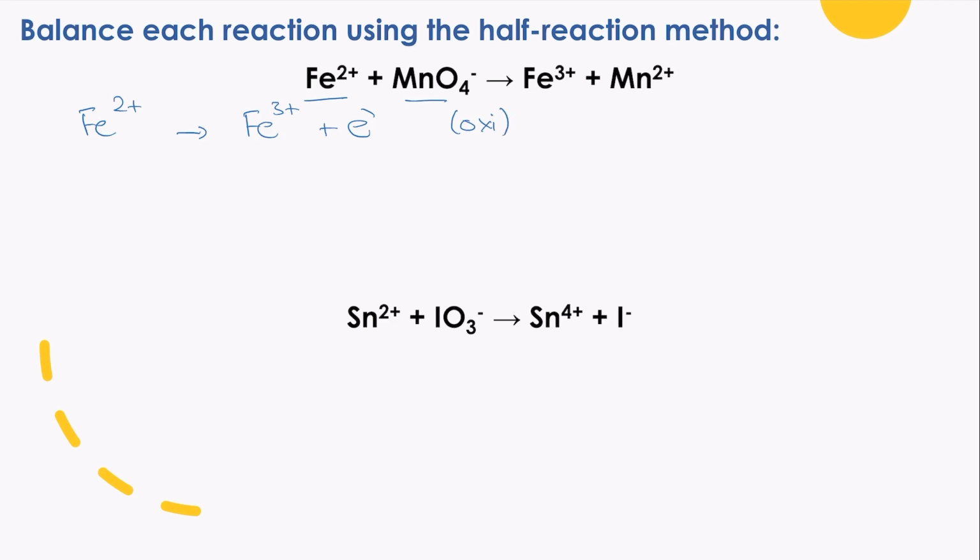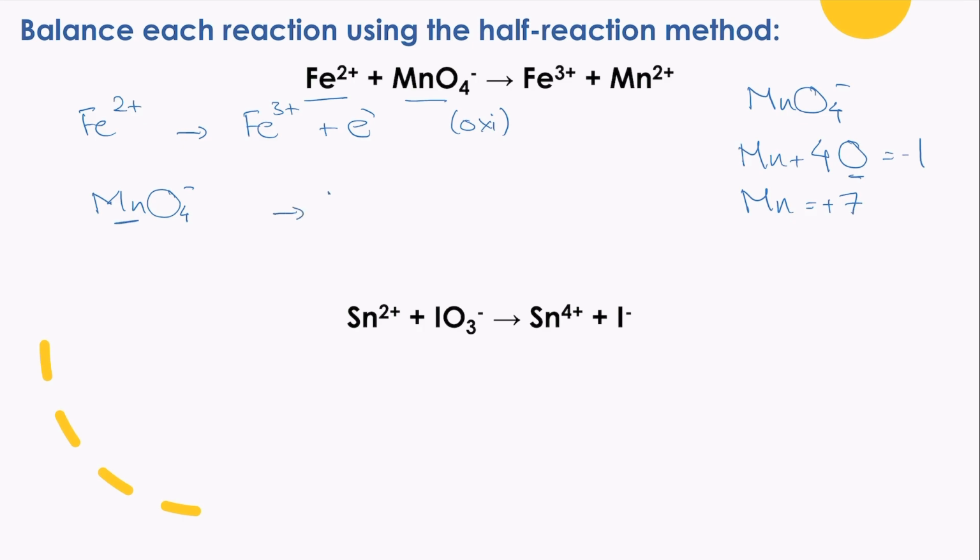Mn, we have to check what has happened to Mn. What is the oxidation state for Mn in MnO4-? Let's break down the ion. So we have here Mn, we know that oxygen is -2, so -8. Go to the other side will be +8, so we have +7. So MnO4-, it is +7.